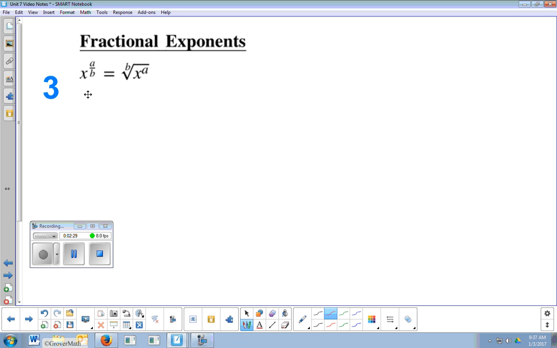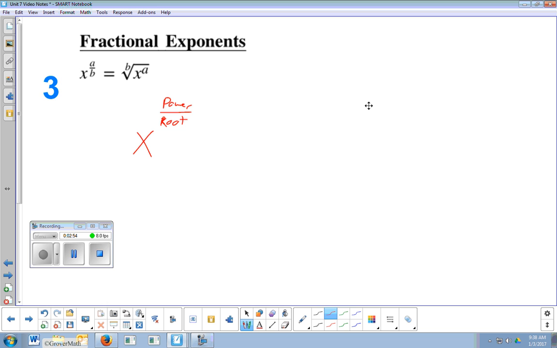Fractional exponents, we have a little formula pattern here that x to the a over b equals the bth root of x to the a. You could think of a fraction exponent as power over root. Power over root. That's a pretty terrible R there, but I think you know what I'm trying to write there.